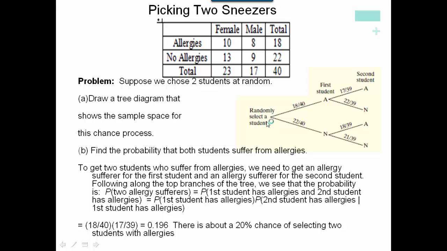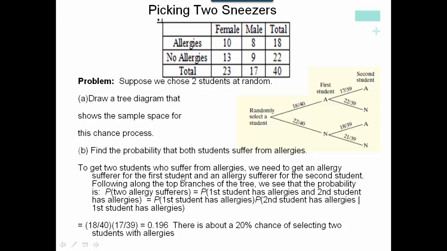So we randomly select a student. We have 18 out of 40 that have allergies for the first student, and then 17 out of 39 for the second student. The next one we'd have 22 out of 39 that are not. Then we have 22 out of 40 for does not have allergies. For the next one, we'd have 18 out of 39, and then here we'd have 21 out of 39.